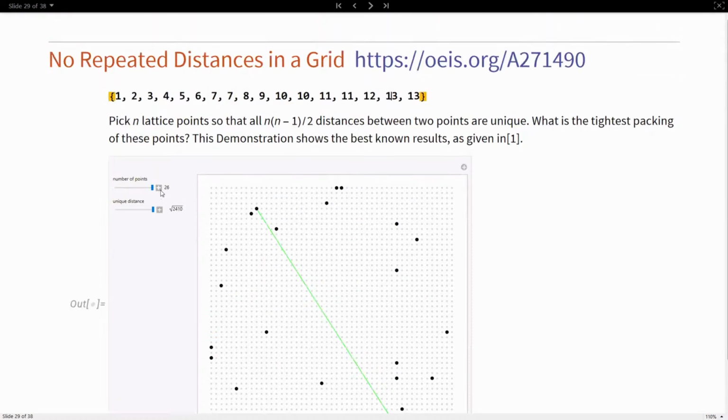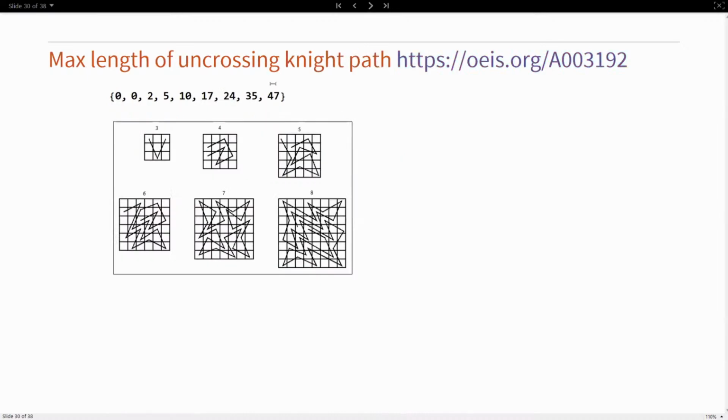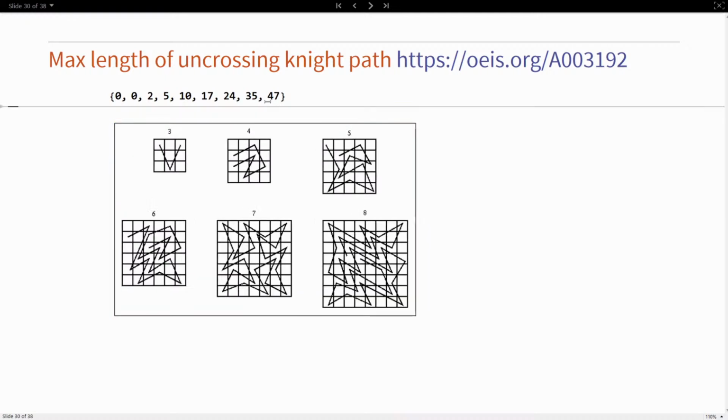And we haven't gone beyond 26 points yet. The maximal length of an uncrossing knight path. Here's solutions showing up to 35. That's for the order 8 board. There's 35 knight moves in a non-crossing path. And that's the solution here.